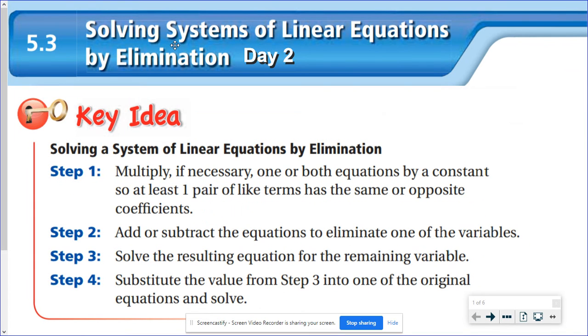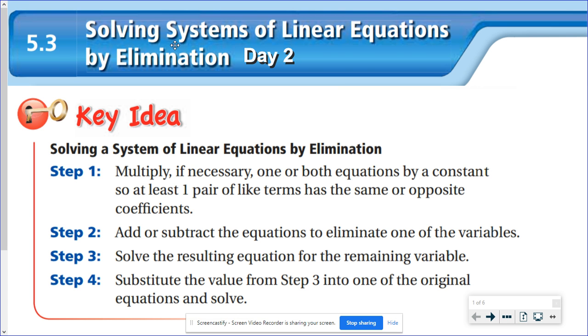Hello, math students. We're going to spend another day working with solving systems of equations by elimination. The first lesson that we did on this, I said, hey, you don't have to worry about step one. I'll take care of that for you today. Now, I'm not going to do that for you.